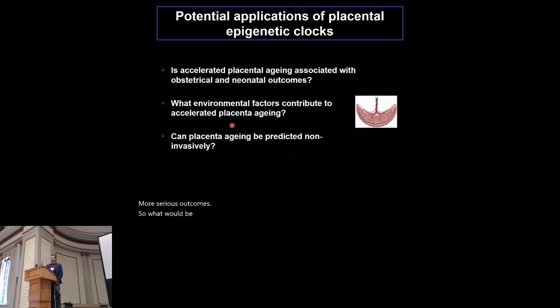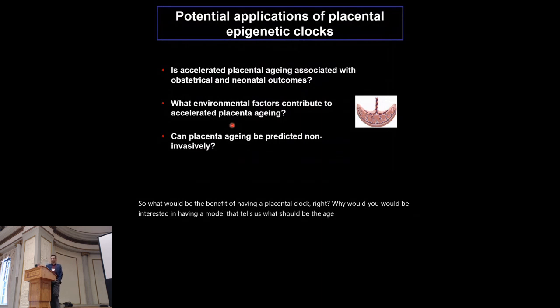So what would be the benefit of having a placental clock, right? Why would you be interested in having a model that tells us what should be the age of these placenta tissues? So there are some big questions that we are interested in using these clocks, and one of them is, well, is this kind of accelerated aging associated with any of the obstetrical conditions or neonatal complications that those babies are going to have? Are there any particular environmental factors that influence this accelerated aging that maybe we can understand, how these factors played into accelerated aging, and then ultimately how does that affect the different obstetrical outcomes and risk in different obstetrical outcomes? And of course, ideally, could we use something non-invasively to make predictions of who is going to have accelerated aging of those tissues?